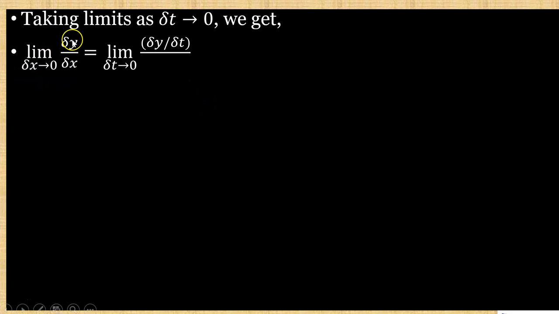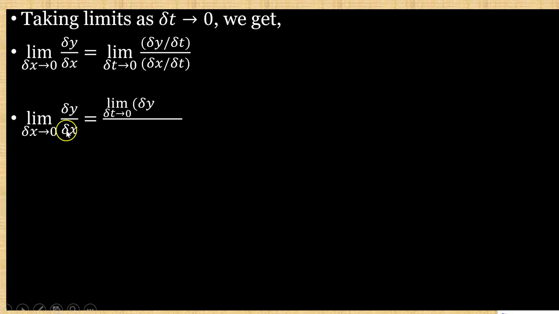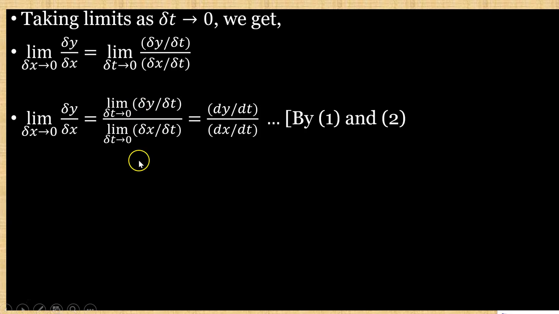Taking the limits as delta t tends to 0, we get limit delta x tends to 0 of delta y by delta x is equal to limit delta t tends to 0 of delta y by delta t upon delta x upon delta t. We'll take the limit for the numerator as well as the denominator: limit delta t tends to 0 of delta y upon delta t, and limit delta t tends to 0 of delta x upon delta t. If you take the limit, then you will get dy by dt upon dx by dt. This is from 1 and 2.